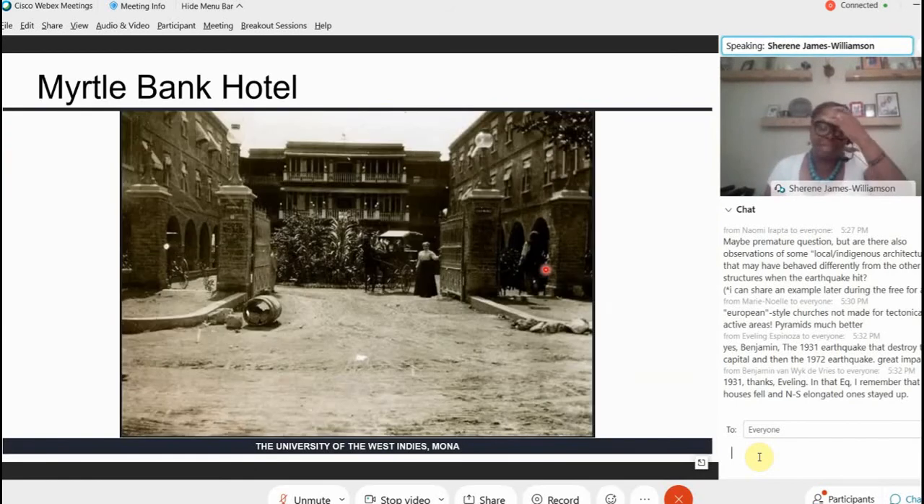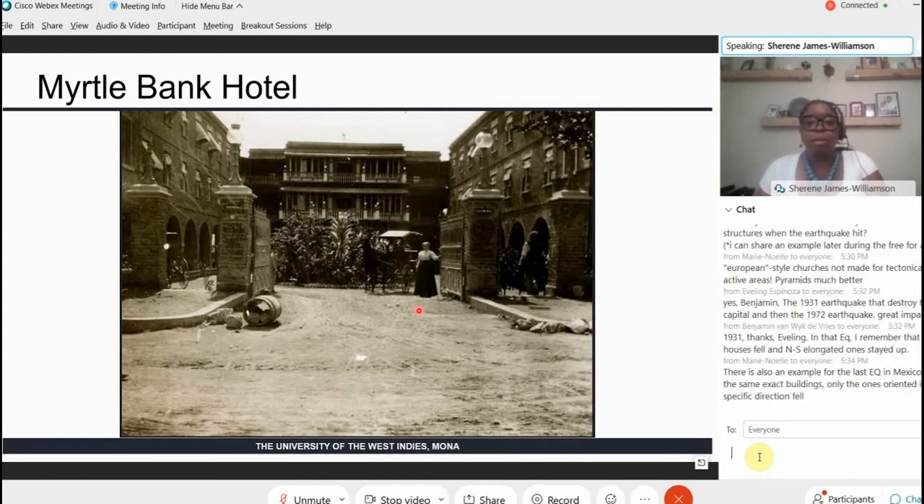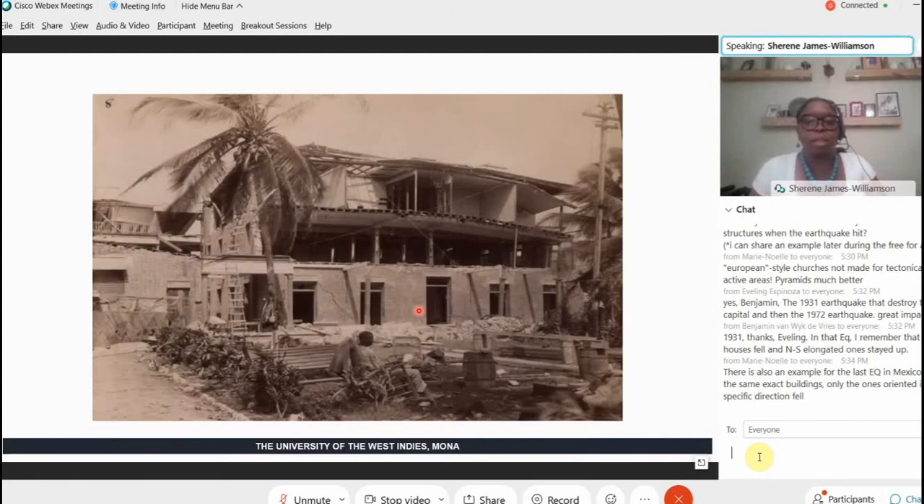Myrtle Bank Hotel. This is a very controversial hotel, but it was said they were not very nice to people of color, but also one of the positive things about them is that after the earthquake they opened their stores and provided supplies for the city to use for the wounded and for the hungry. So that's the Myrtle Bank Hotel. And this was the destruction towards the back of the hotel caused by the earthquake.